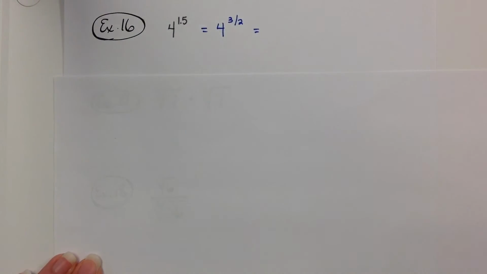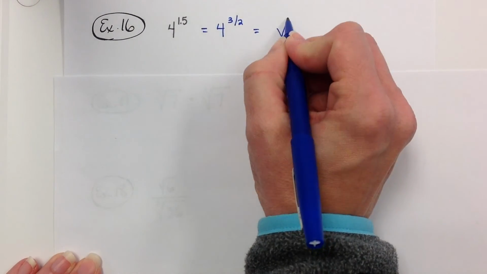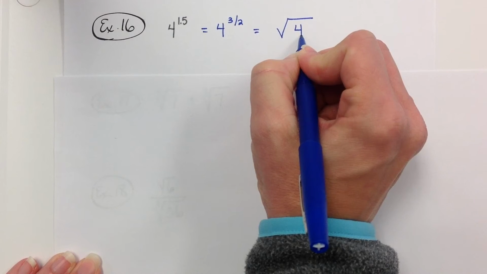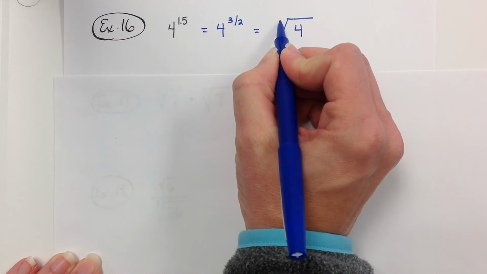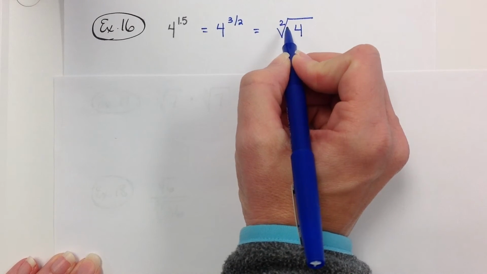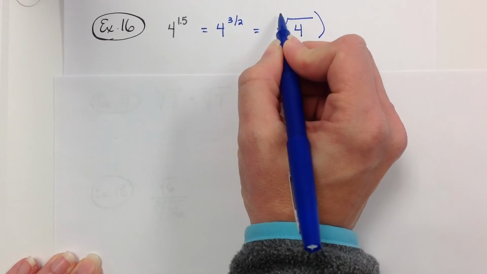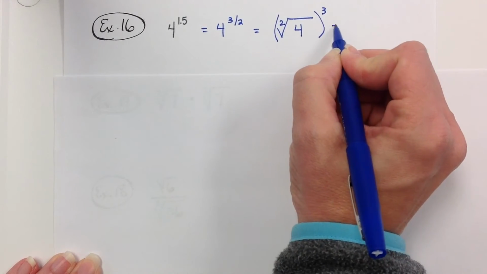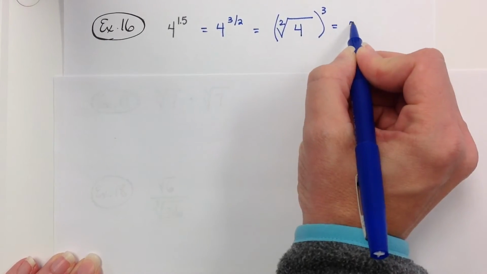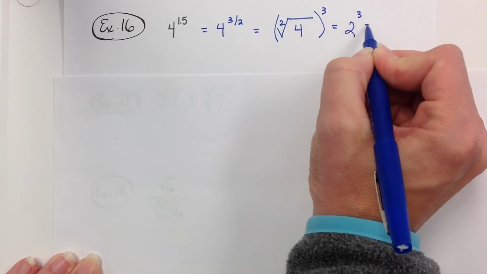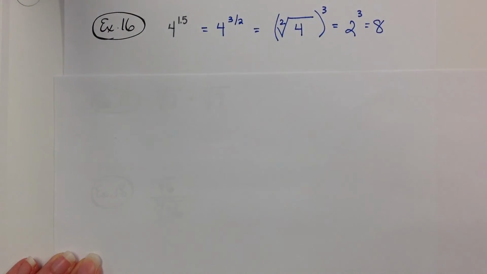Now I'm going to take that to radical form. So 4 would go underneath. That means this is a square root. The 2 would be understood. You wouldn't have to write it. And then it's raised to the 3rd power. So the square root of 4 is 2, and 2 to the 3rd power is 8. There's your answer on that one.